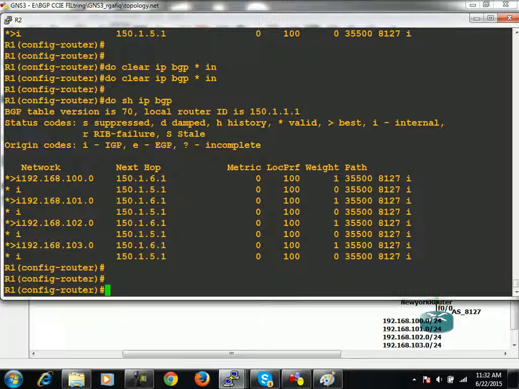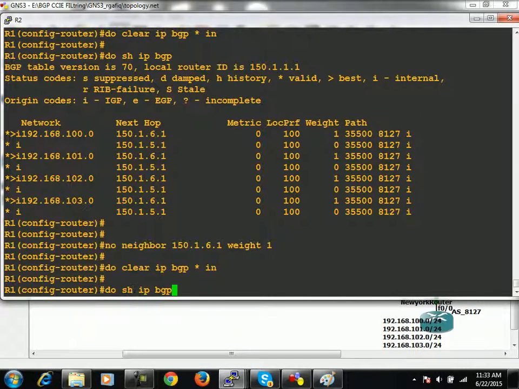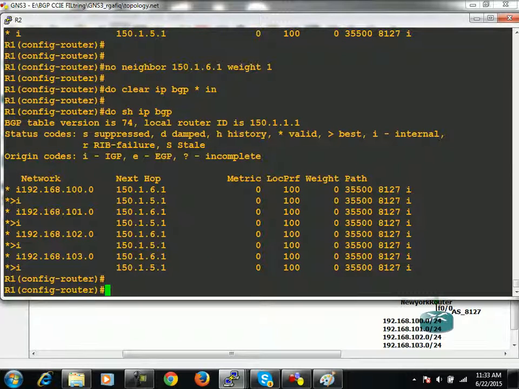So this is not a good methodology to manipulate your BGP path selection, or this is not a good way to manipulate your weight, because if you change your weight on a per-neighbor basis, it will change the weight for all those prefixes which are coming from that particular neighbor. But apart from it, you can also configure this command. First of all, say no, and then once again clear ip bgp star in, and see once again its best path will become via R5.